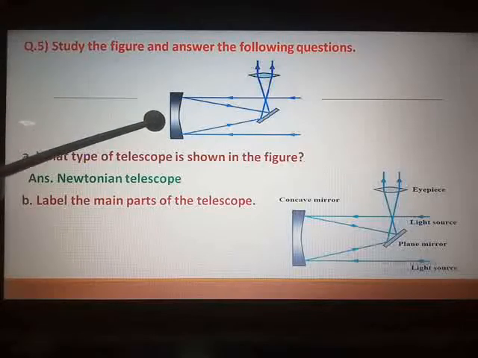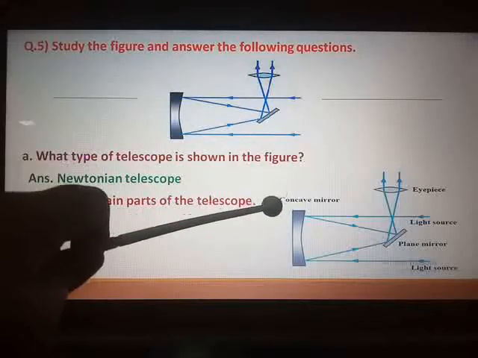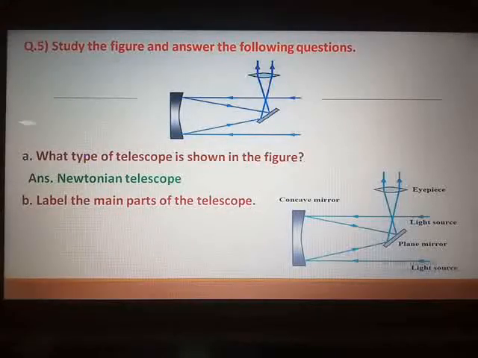Very clearly you can see a concave mirror and a plane mirror. So the given telescope is a Newtonian telescope. Label the main parts of the telescope. Now here you have to draw the diagram. If such a type of question is asked in the exam, label the main parts, then you have to draw the diagram and then you have to label the parts. I need not tell you about the labels.